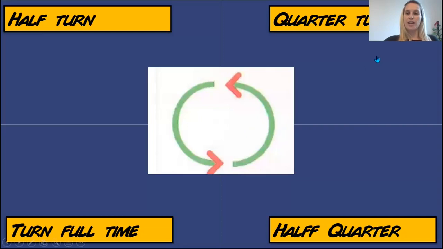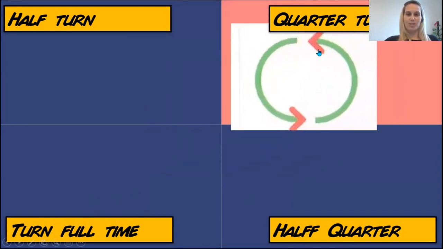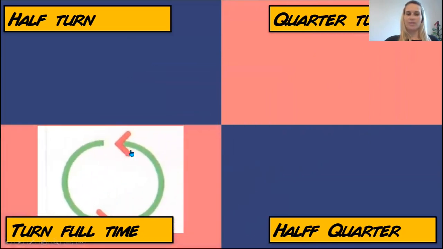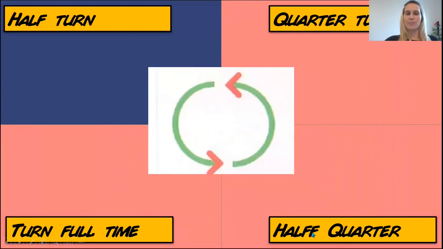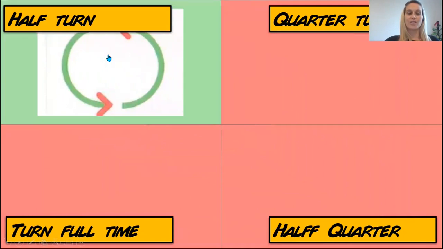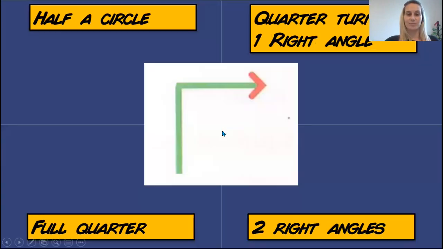So let's check if you understand. Here we have a picture. Is this half a turn, turn full time, half quarter, or a quarter turn? If you said quarter turn, whoops, turn full time, that doesn't make sense. Half quarter, oh, your teacher cannot spell. The correct answer here is half turn. This is one half turn. Please always read carefully.